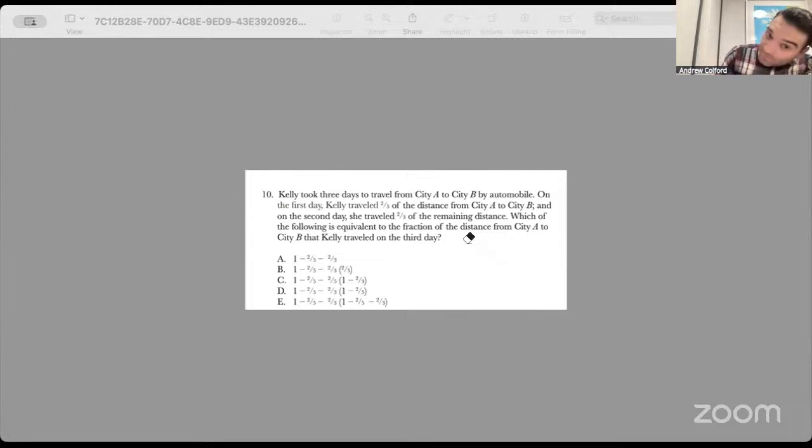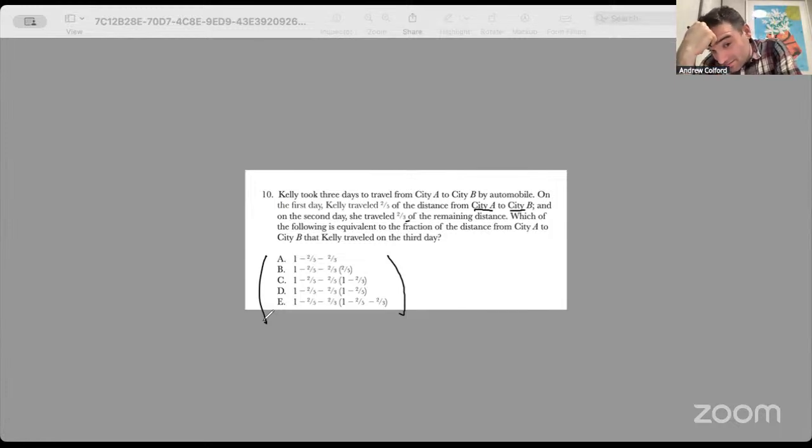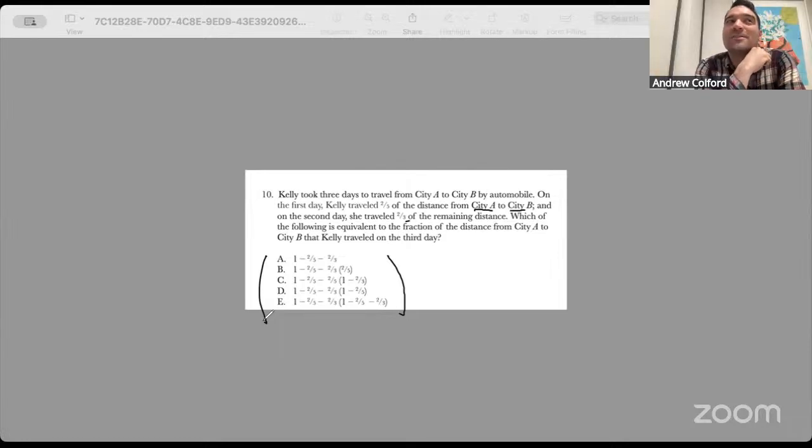Okay, so Kelly took 3 days to travel from city A to city B by automobile. On the first day, Kelly traveled two-thirds of the distance from A to B, and on the second day, she traveled two-thirds of the remaining distance. Which of the following is equivalent to the fraction of the distance from city A to city B that Kelly traveled on the third day? So one thing that I always like to make a big deal about is using the answer options to guide us. In this case, what do you notice about the answer options? They just get longer. Yes. What do you notice in common about them, though?